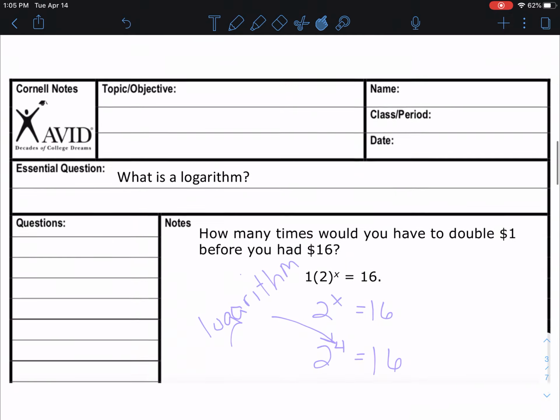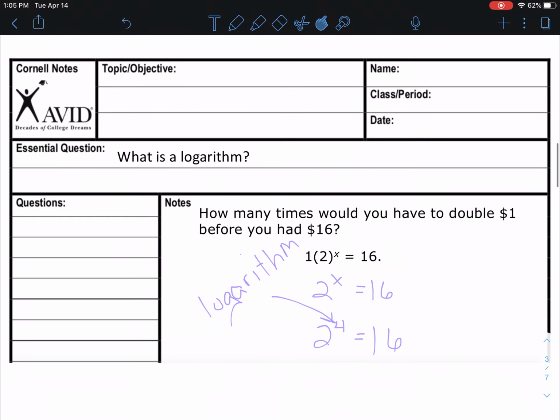Okay. What is a logarithm? Well, I wrote this in here. So you've seen this kind of problem before. How many times would you have to double a dollar before you had $16? So one way to write that would be: starting amount is a buck. You're doubling every time, so 2, how many times? We don't know, so put X. And then when is that going to equal 16?